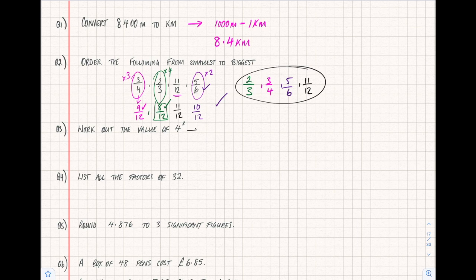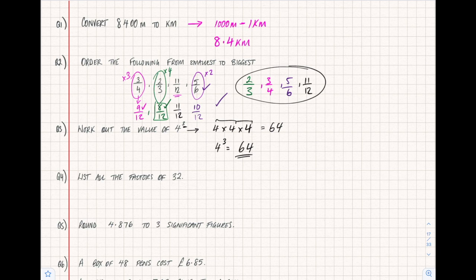Okay, next one here. We would have a calculator available for this anyway, so you could write it out like this, because cubed means times by itself 3 times. So it's 4 times 4 times 4. Or you could just type that in on your calculator. Now, 4 times 4 is 16, 16 times 4 is 64, so your answer would be 64. As it's a paper 2, just double check, use your calculator to make sure you are correct.